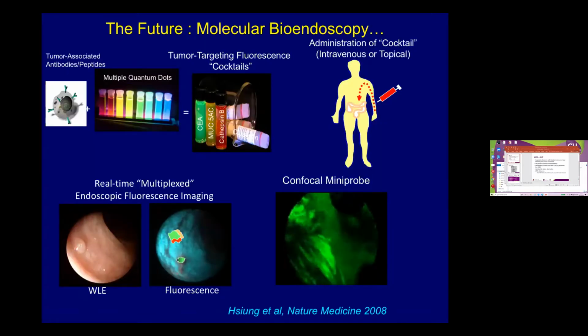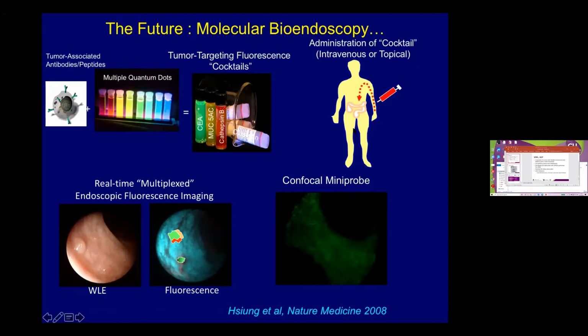But the real future, I think, is going to be molecular bioendoscopy, where tumor-targeted fluorescence cocktails are given, and these go inside the body and specifically attach to the tumor cells. And when they're specifically attached to tumor cells, you can get fluorescence from this, and this fluorescence can be picked up by a confocal endoscope.